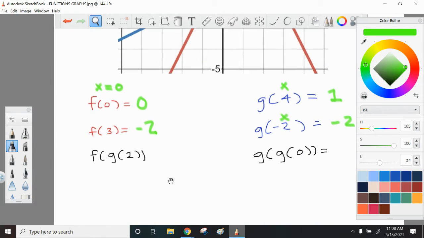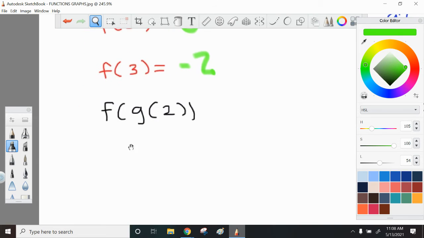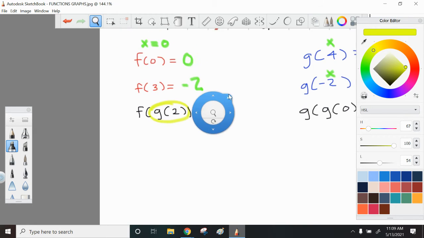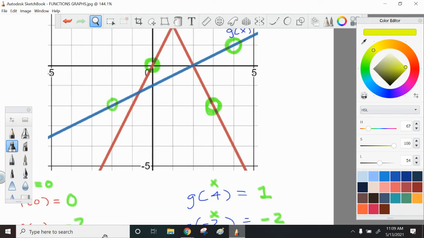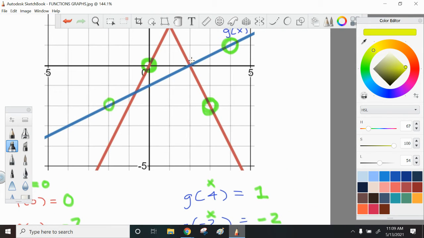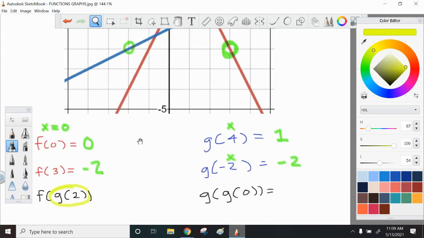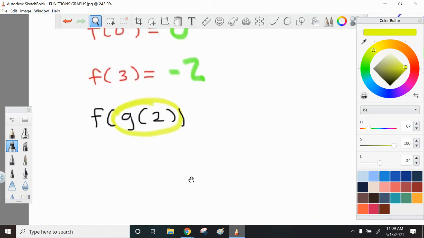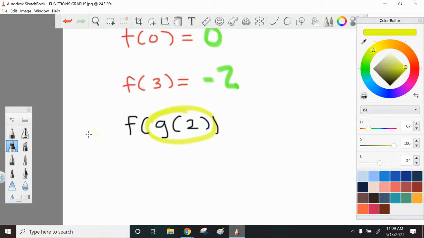It's not too bad. Now we might even see one like this though, which is f of g of -2. And the strategy here is that we want to work inside first. We need to find g of 2 first. So starting out with g of 2, g of 2 is right here. And so that would be a y value of 0. So what we've just found is that g of 2 is 0.